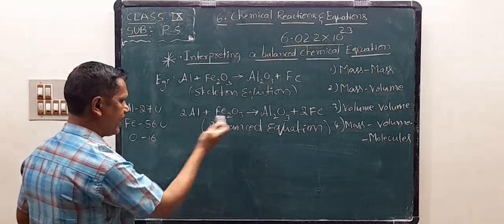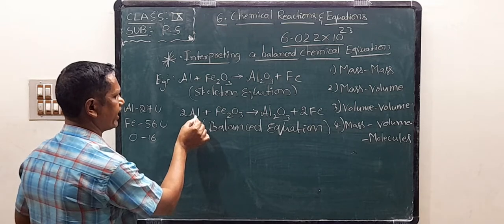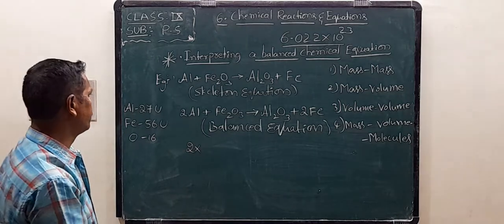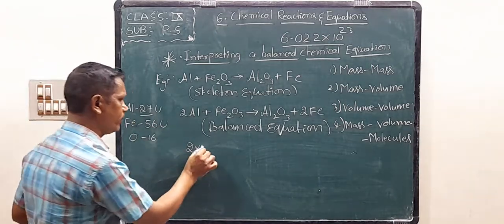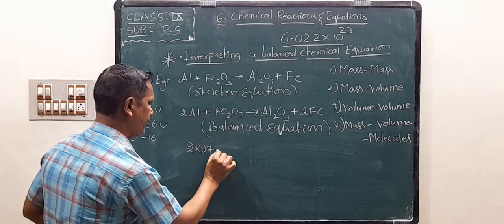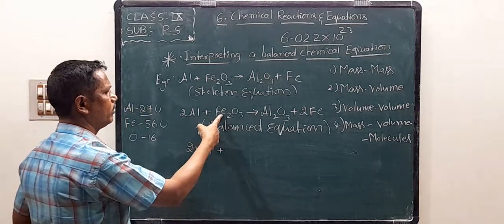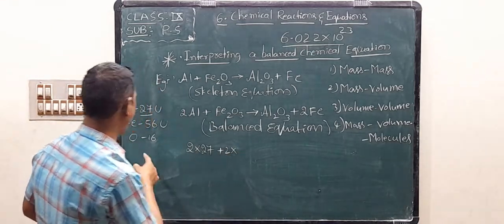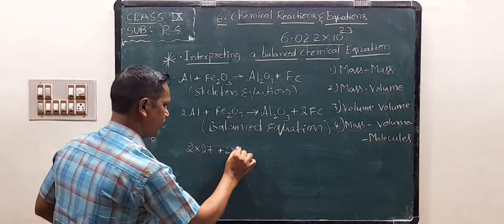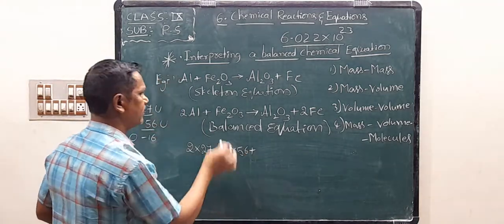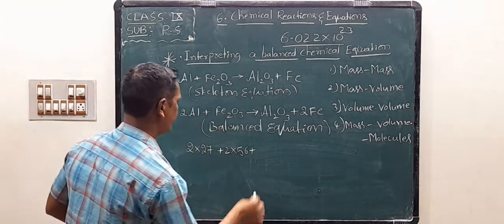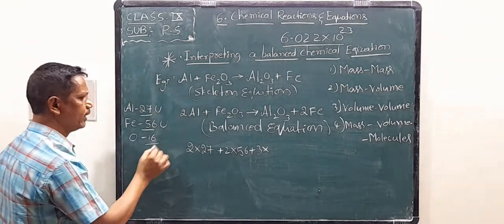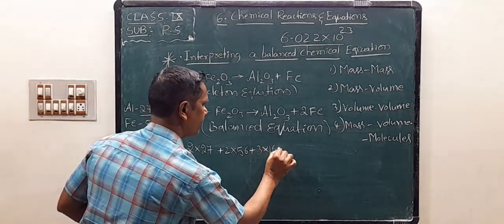Reactant side: there are 2 aluminum atoms, so 2 into the mass of aluminum, 27. Plus two iron atoms, 2 into the mass of iron, 56. Plus 3 oxygen atoms, 3 into the mass of oxygen, 16.